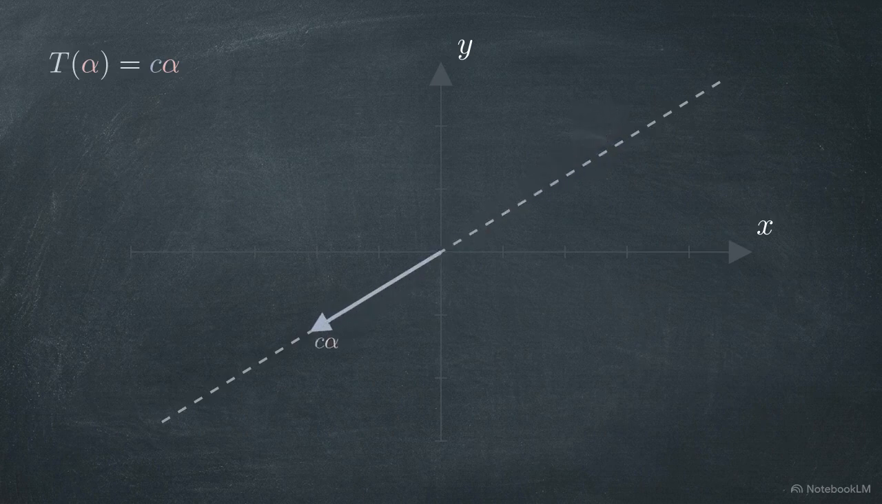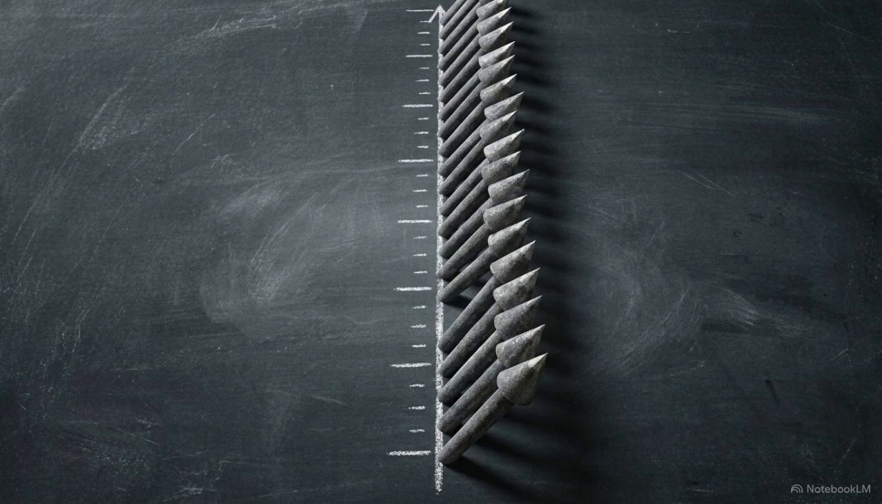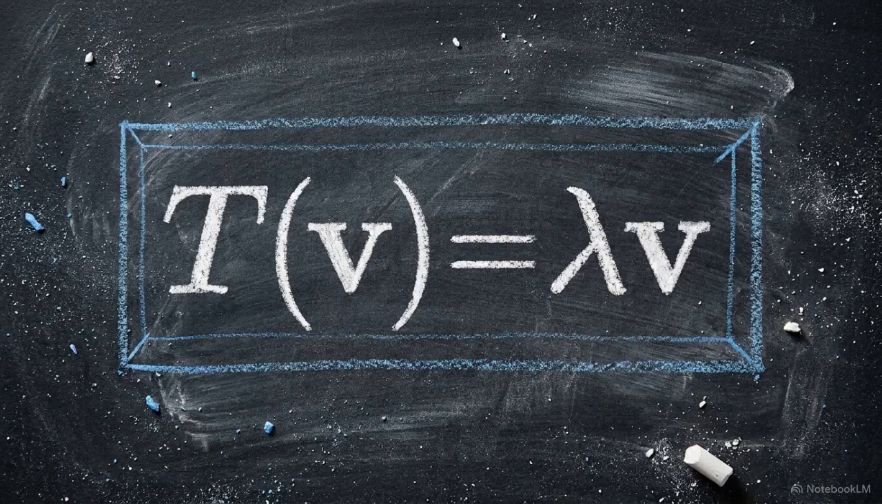Because the output is just a scaled version of the input, the transformed vector never leaves its original axis. The line itself operates as a closed system. Eigenvectors are entirely synonymous with one-dimensional invariant subspaces. They act as the base case for the theory.